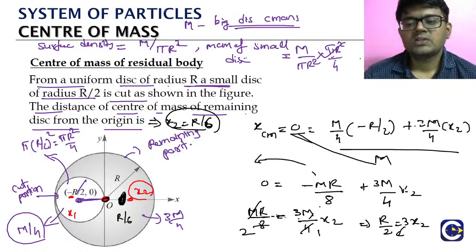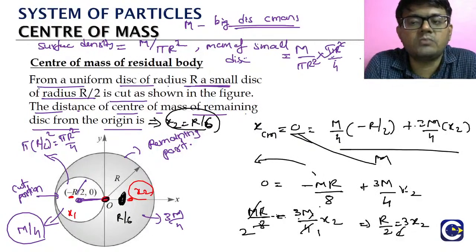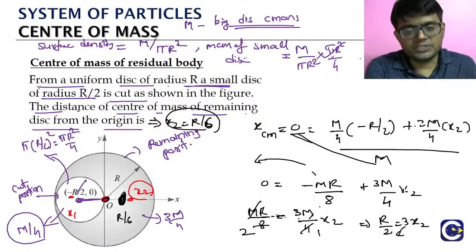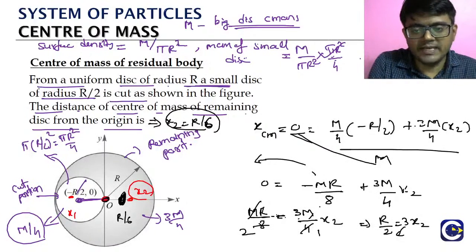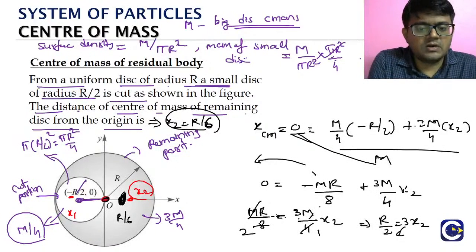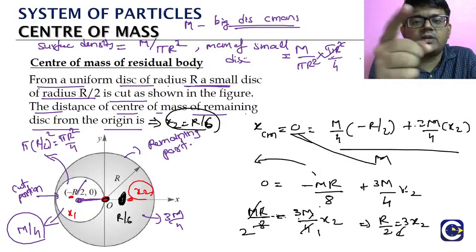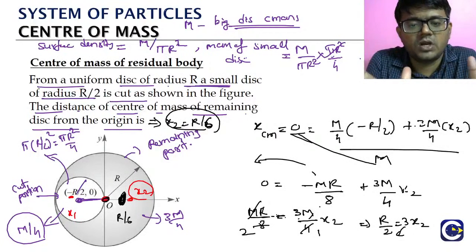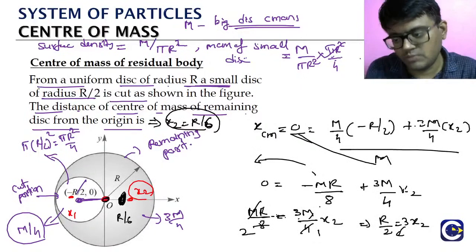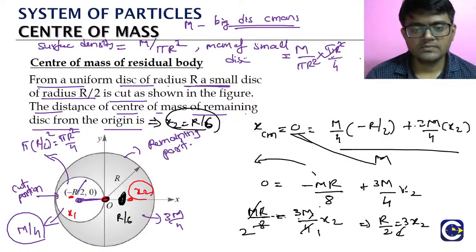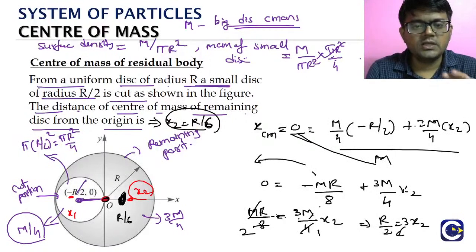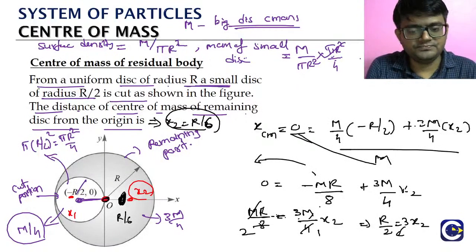So see, this is the idea of the residual body: the cut portion and the remaining part, if we take the weighted average of those two, we get the center of mass location of the overall object. That is the concept with which we are going to solve these residual body problems. Nothing more, it is like a modification.